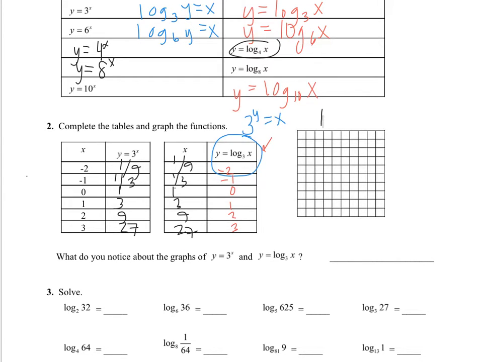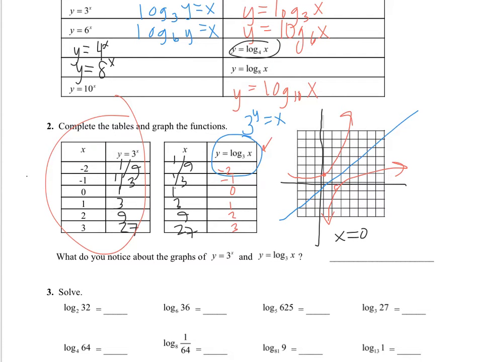So if I drew a rough sketch of this, the exponential function is going to look like this. And then I'm going to draw my line y equals x. And the logarithmic function is going to look like this. So the log function has a vertical asymptote at x equals 0. And the exponential function has the horizontal asymptote at y equals 0. So we notice that they are inverses.